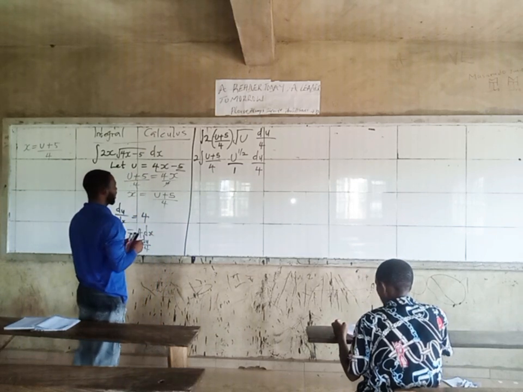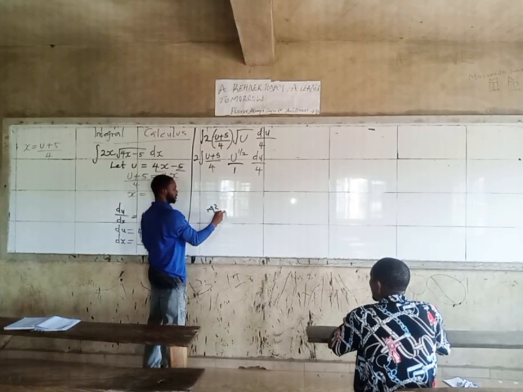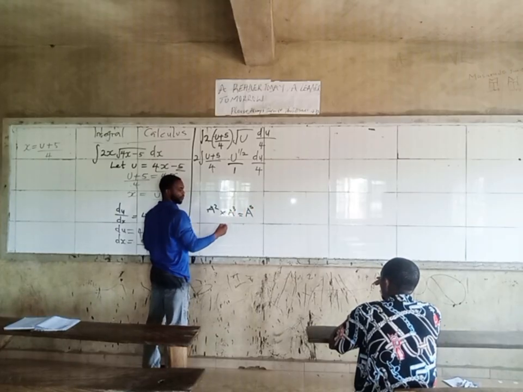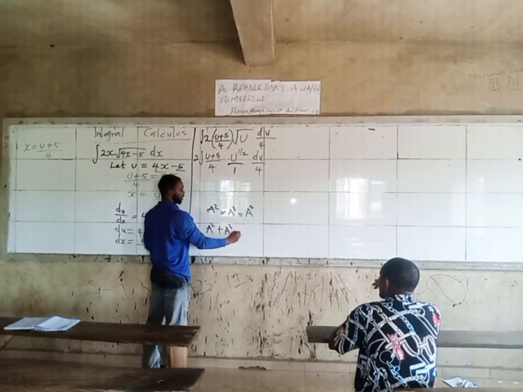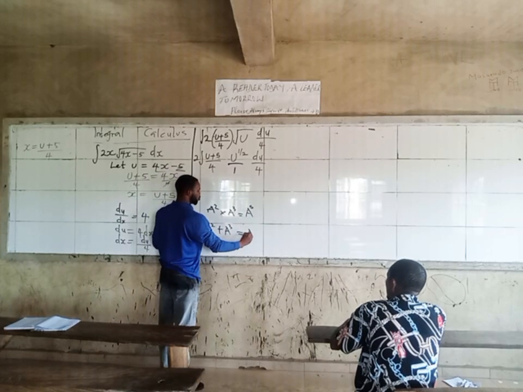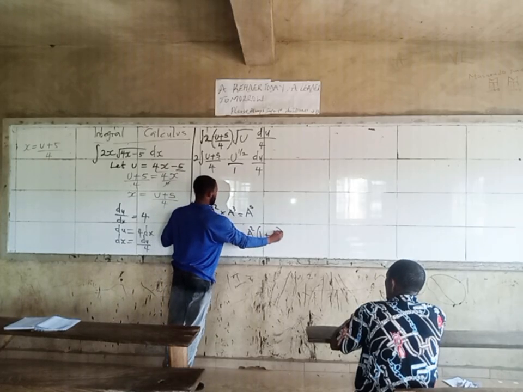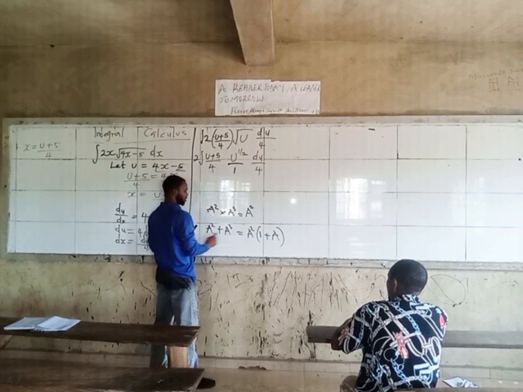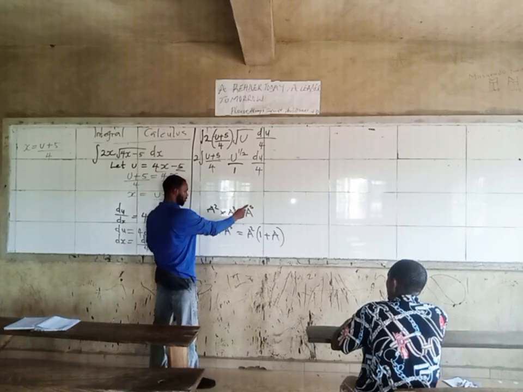Do you know that a squared times a cubed is the same as a raised to the power 5? But a squared plus a cubed cannot add. However, what you can do is maybe factor a squared into 1 plus a. Because if this times this, you get this. If this times this, you get this. But they cannot give you this.